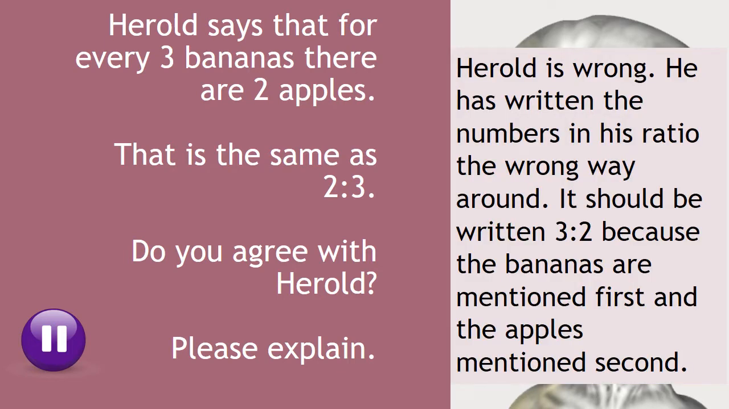Harold, you're wrong. Poor Harold, he's written the numbers in his ratio the wrong way around. It should have been written 3 to 2, because the bananas are mentioned first and the apples are mentioned second. Remember we talked about how the order is so important. Poor old Harold has forgotten how important the order is, and he's just written numbers 3 and 2, doesn't matter which way I write them, but that's not how it is with ratio. The bananas are mentioned first, and there are 3 of them, so that must go first. The apples are mentioned second, so they must go second, and there are 2 of them.